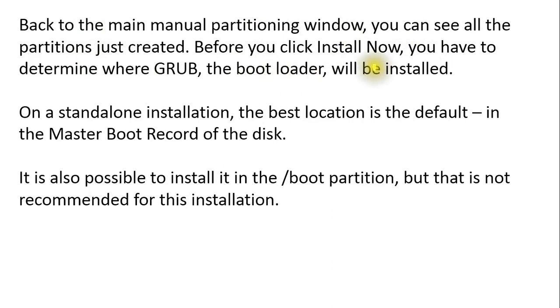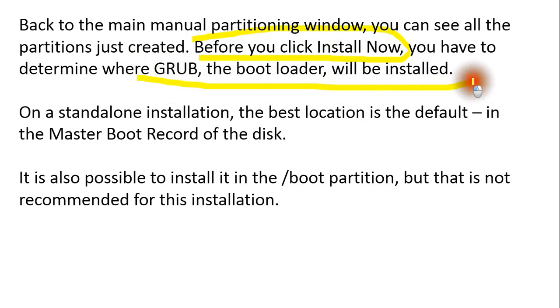Before you click to install now, you have to determine where GRUB, the bootloader, will be installed. You need to select that partition very carefully. On a standalone installation, the best location is the default, in the master boot record of the disk. It is also possible to install it on the boot partition, but that is not recommended for this installation. So you can select boot, but it is not recommended, first of all.